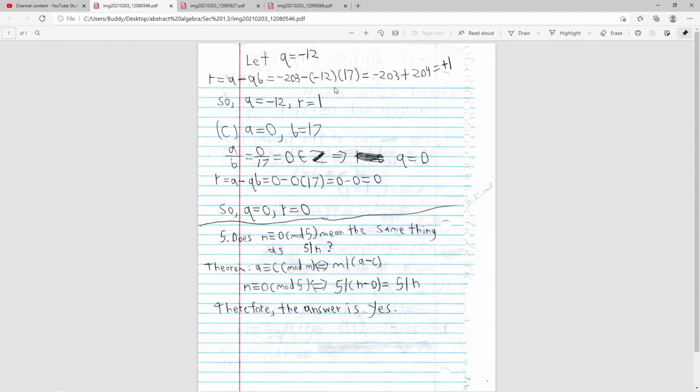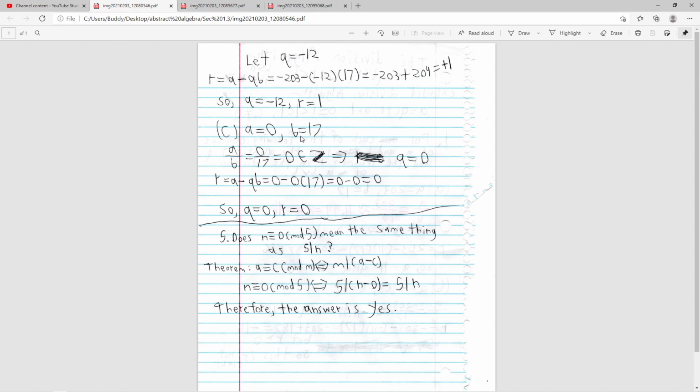So when a is negative like that, you do round down technically when you think about it. It's to a lower number, because negative 12 is smaller than negative 11.94. But the point is that with q equals negative 12, we get a remainder of positive 1, as shown here. So q equals negative 12, r equals 1.